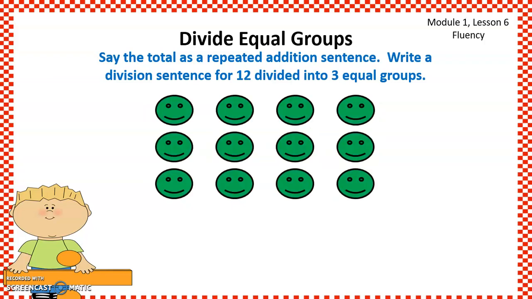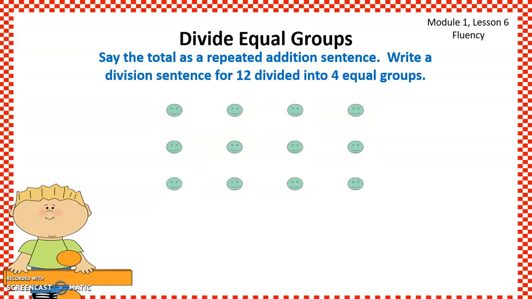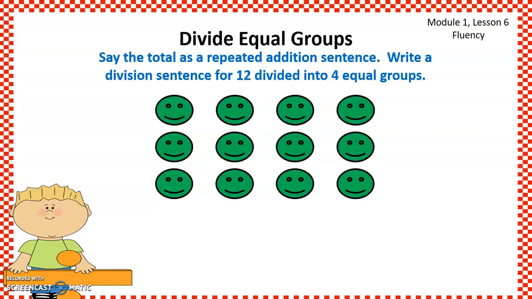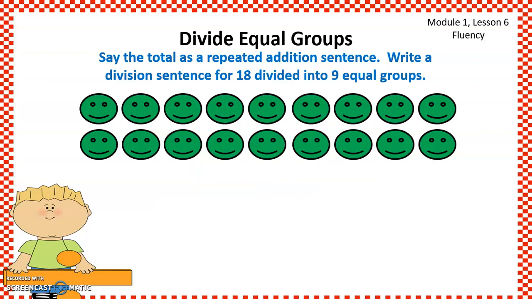This is 12 divided by 4 equals 3, and 12 divided by 3 equals 4. Now look at this. 18 divided into 2 groups, so 18 divided by 2 equals 9, 9 per group. And if you are looking for the number of groups, 18 divided by 9, which is the size of the group, equals 2.